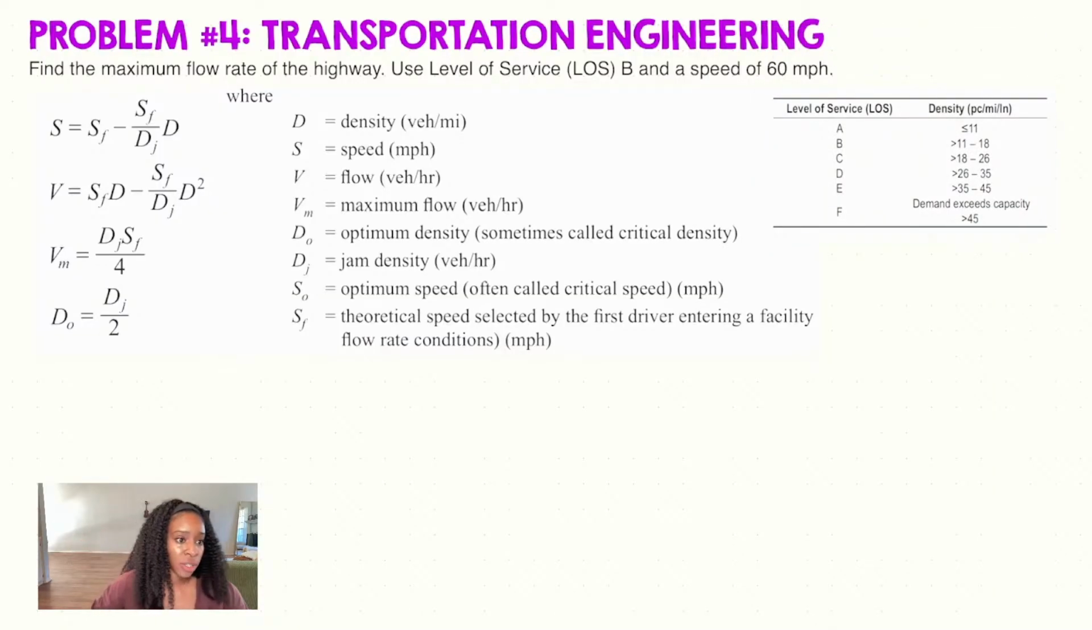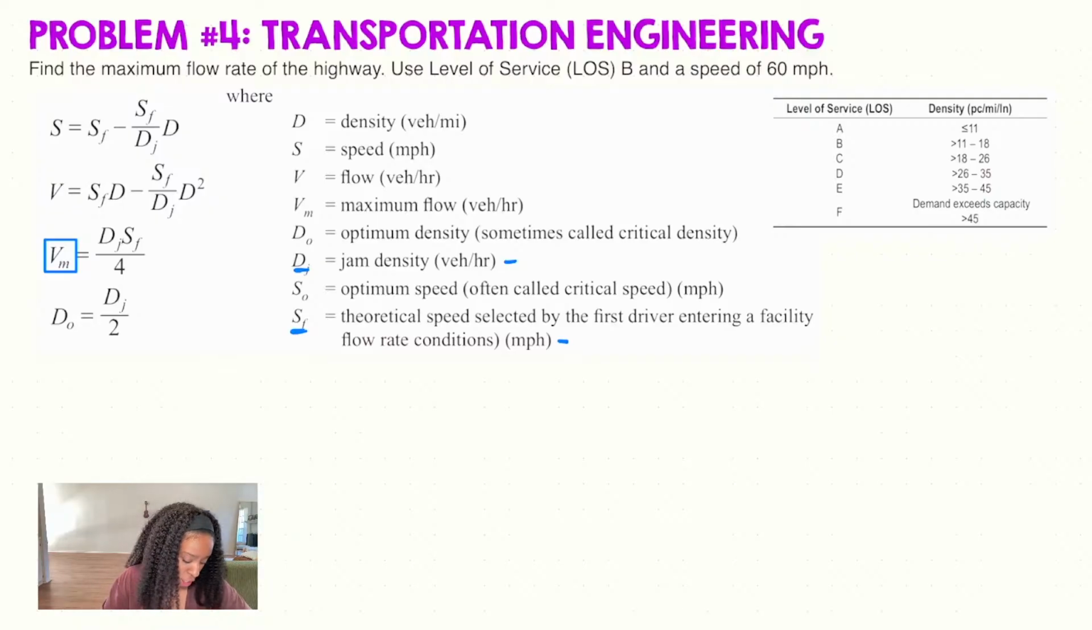So we are being asked to find the maximum flow rate of the highway. If you look at all these equations here, maximum flow rate is V sub m, so we are trying to solve for Vm. That's what we're trying to find. But in order to find Vm, we'll need to find dj, the jam density, and we're also going to need the theoretical speed, SF. We'll multiply those together and divide by 4 to find the maximum flow rate of the highway.